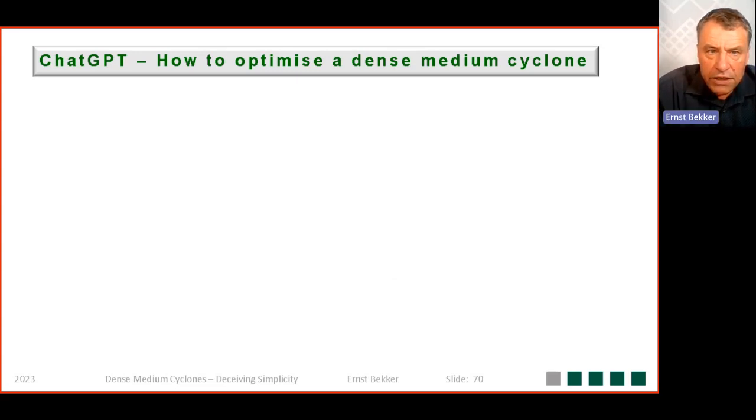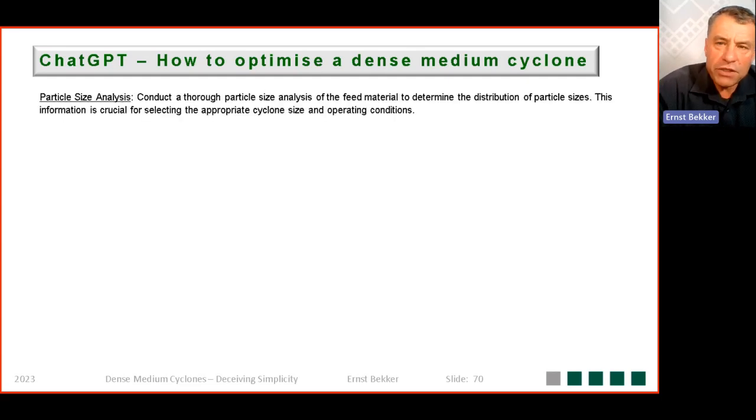Then with all these discussions, I decided to just have a look at ChatGPT. And the question posed to ChatGPT is how to optimize a dense medium cyclone. This I've done because I realized that a lot of people tend to refer these days to artificial intelligence to get guidance. So I wanted to just compare what artificial intelligence is saying with regards to this topic.